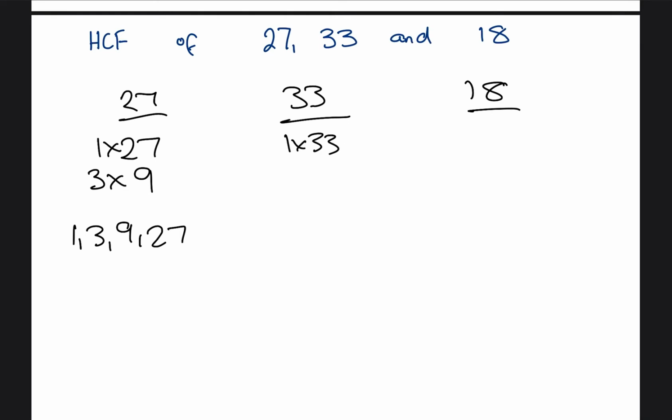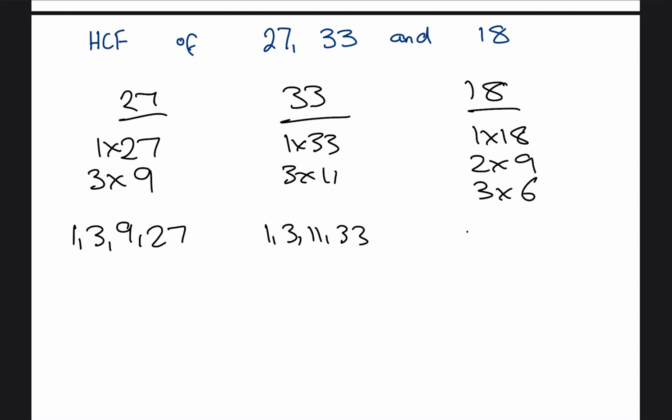1 times 33. 2, nope. 3 times 11, and that's it. So the factors are 1, 3, 11, and 33. And the 18, 1 times 18, 2 times 9, 3 times 6, and I believe that's it. 1, 2, 3, 6, 9, 18.